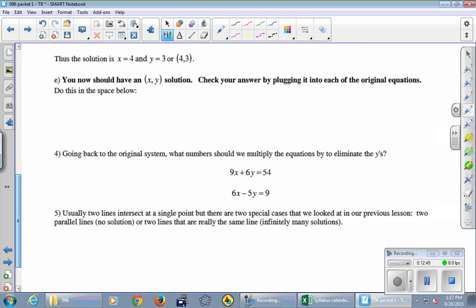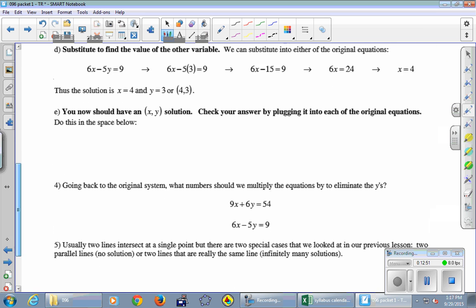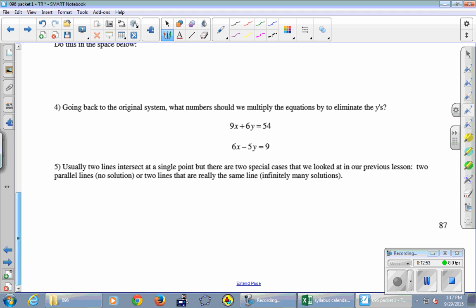So that is that. X, Y, check your answers. We're not going to do that. Going back, multiply to eliminate the y's. Yeah, okay, I think we talked about that. Let's fill it in here. Again, trying to get rid of the y's. What are we multiplying the first equation by to turn it into a 30? There's a 5 there. Second equation times 6. The y's will cancel after you do that work out.